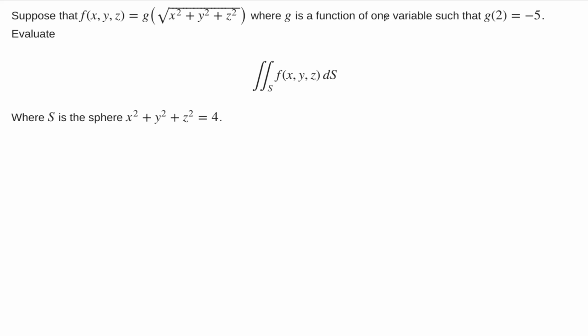And we're told that the value of this function at this one point, at g of 2, is equal to -5. And we want to calculate this integral over this portion of a sphere. So it's the entire sphere, actually. So S is the entire sphere. The first thing we need to do is parameterize the sphere and figure out what's going on with the surface, and then we can call in this function f.